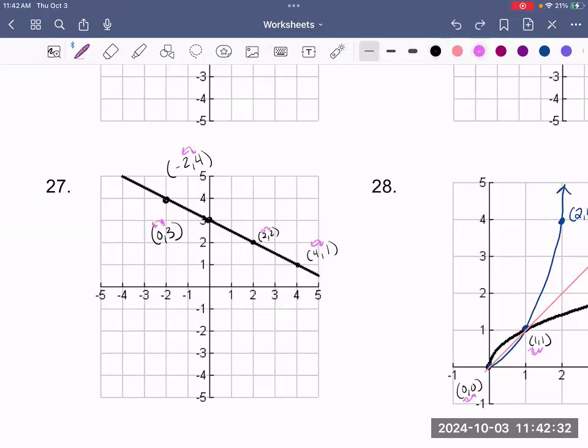So we got 1 point here. We now have 2, 2. We're going to have 1, 4. So 1, 4 up here. And 4, negative 2. So 4, negative 2, being right here. It's going to come down.